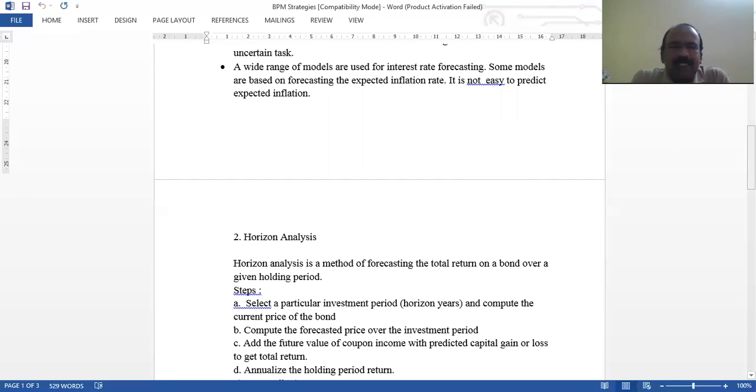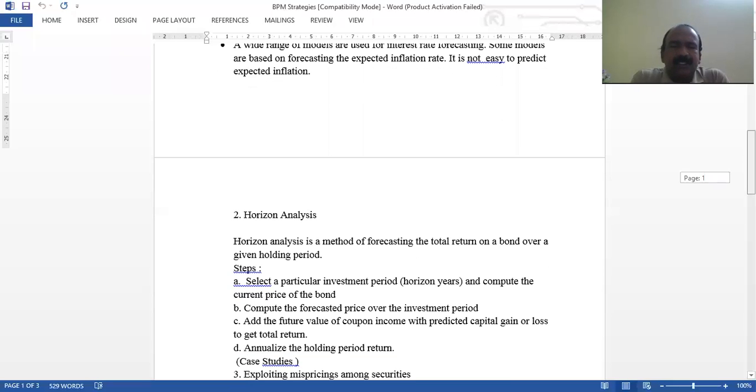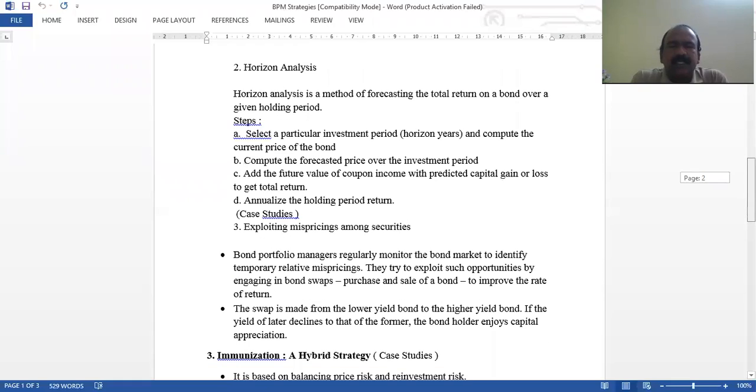The second active strategy is called horizon analysis. It's a method of forecasting the total return on a bond over a period of time. By holding that bond, we can forecast that particular bond's return. A few steps are given here, but when we read the steps, we may not understand them. So we look at the case study first, and then we will come back to the steps. We'll take the bond portfolio management strategies case study that we have seen earlier.